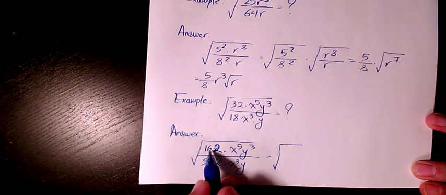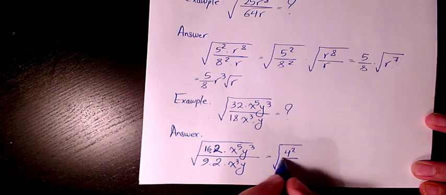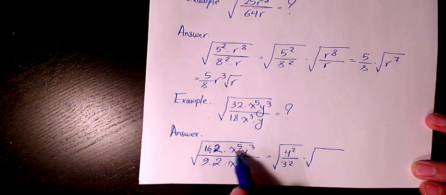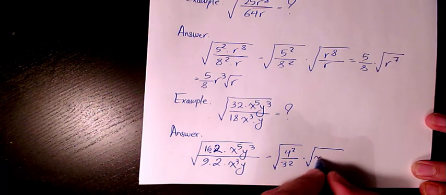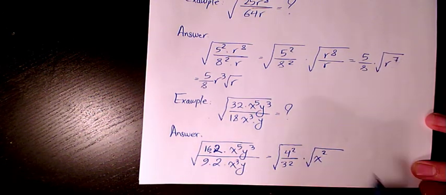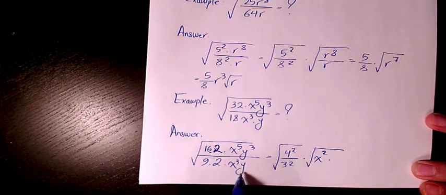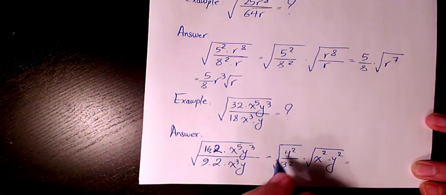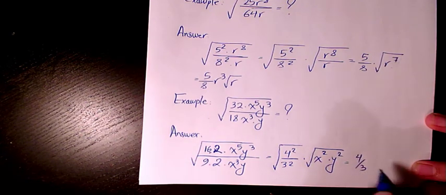It will be 16 is 4 squared, 9 is 3 squared. x to the power of 5 divided by x to the power of 3 is going to be x to the power of 5 minus 3, which is 2. y cubed divided by y is going to be y to the power of 3 minus 1, which is 2. Then change it to 4 over 3 x times y.